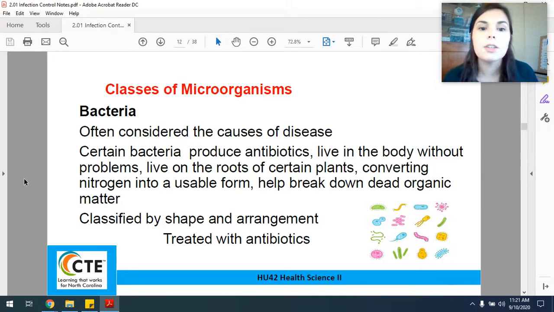Bacteria are often considered the cause of disease. Certain types of bacteria produce antibiotics. They live in the body without any problems, and they live on the roots of certain plants, converting nitrogen into a usable form. They also help break down dead organic matter. They are classified by shape and arrangement, and typically, if you have a bacterial infection, it is treated with antibiotics.